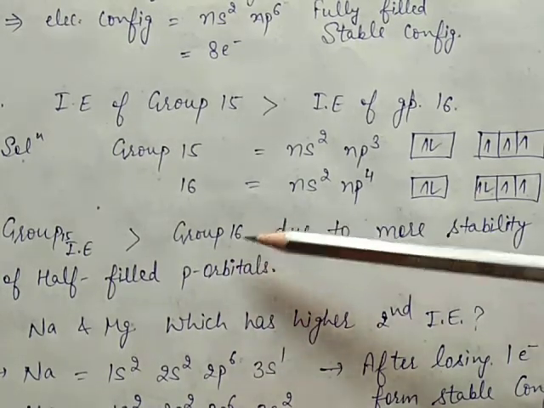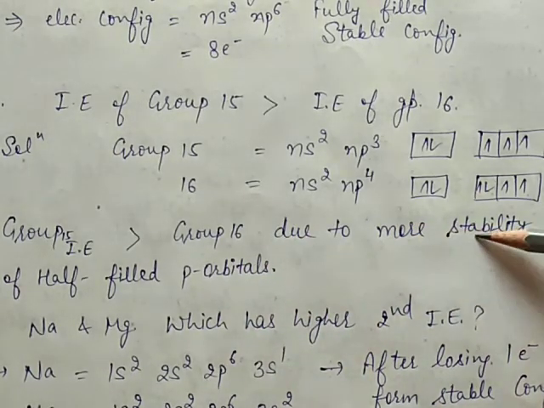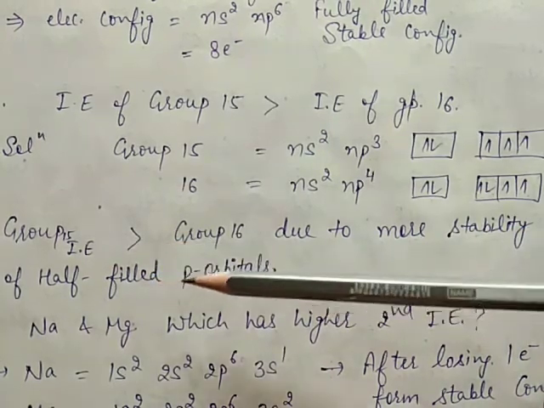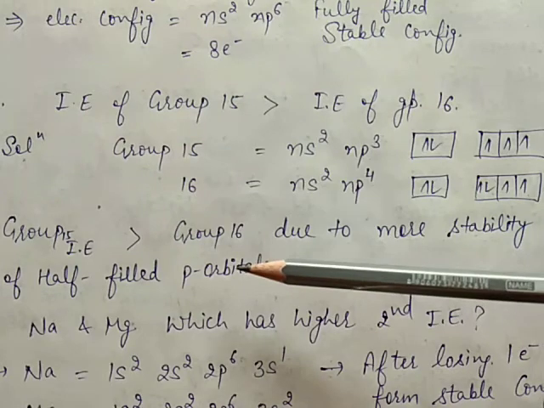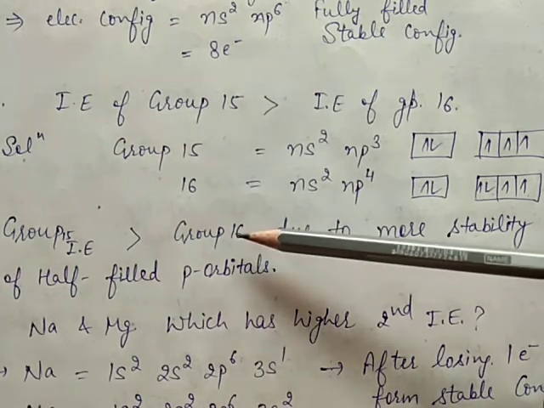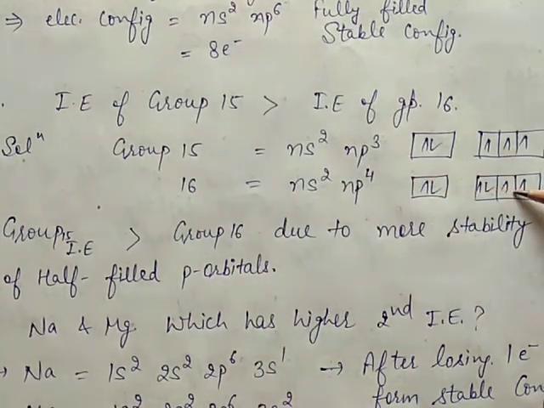This can be explained on the basis of the greater stability of the half-filled p orbital as compared to the 16th group, which has an incompletely filled p orbital.